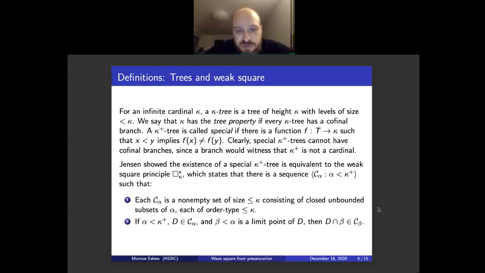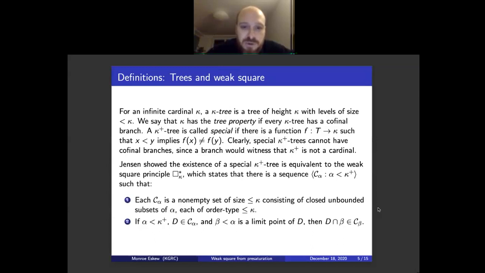Jensen showed that the existence of a special kappa-plus tree is equivalent to the weak square principle, square sub kappa star, or weak square kappa, which states that there's a sequence C alpha, alpha less than kappa plus, where each C alpha is a non-empty set of size at most kappa. Each member of the set is a club in alpha, and each of them has order type at most kappa. And you have a second property, the coherence property. If D is in C alpha, and beta is a limit point of D, then D intersect beta is in C beta. So it's a kind of fat ladder system, you could say.